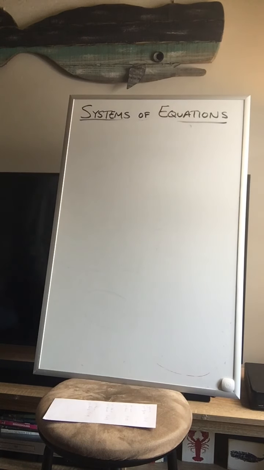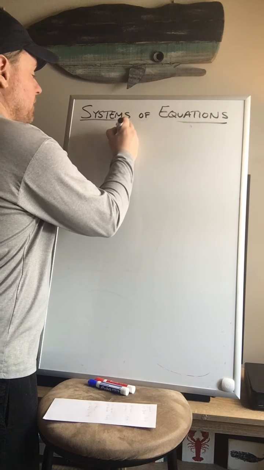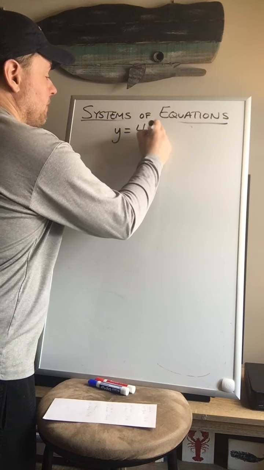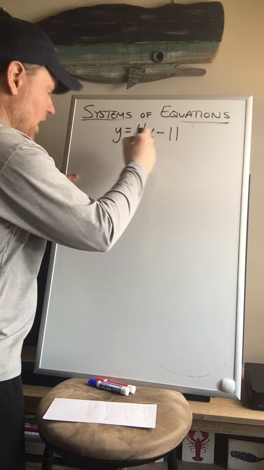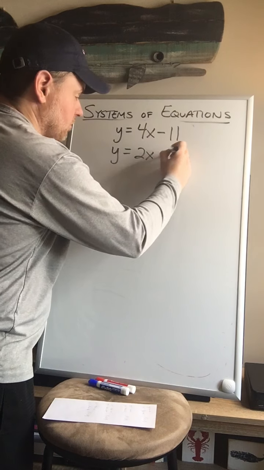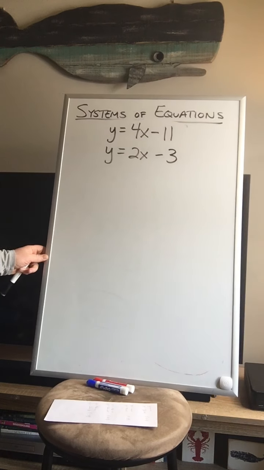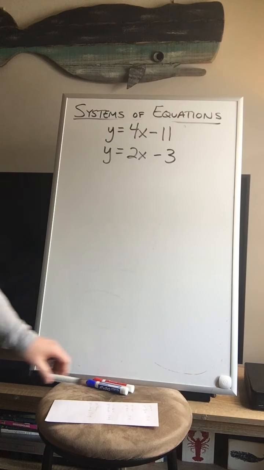Okay? So if I give you y equals 4x minus 11, and y equals 2x minus 3. Okay? Why don't you go ahead and pause the video and try that on your own, and then we'll go over the answer.